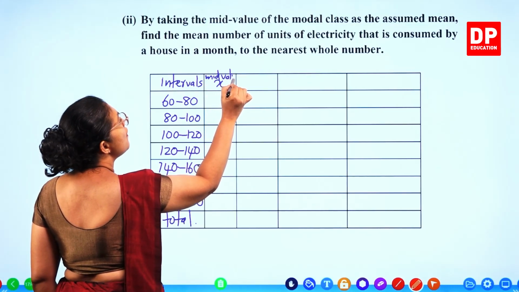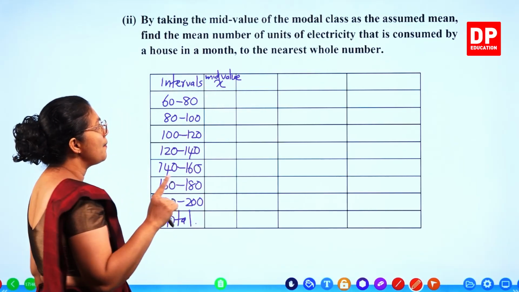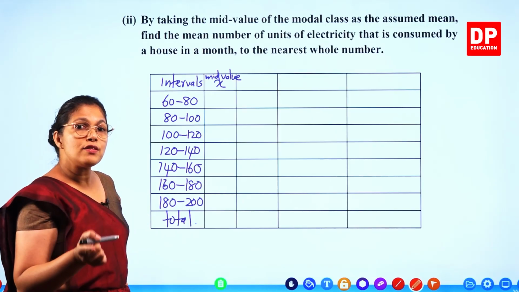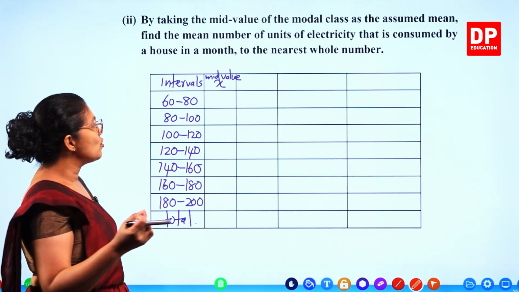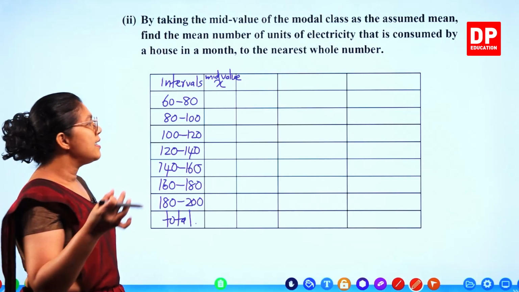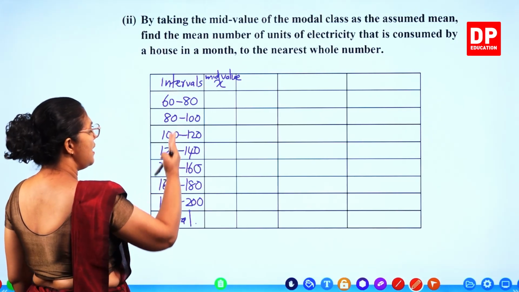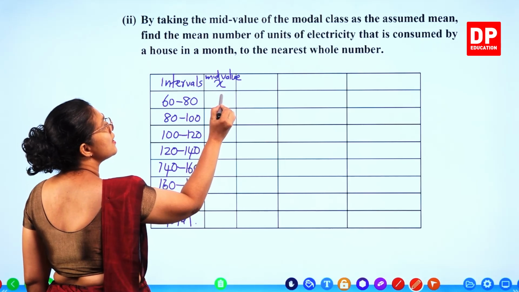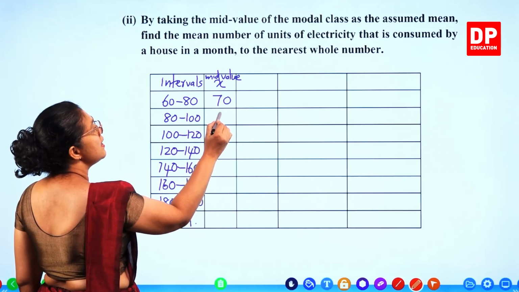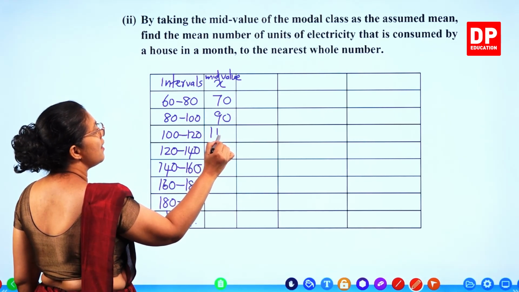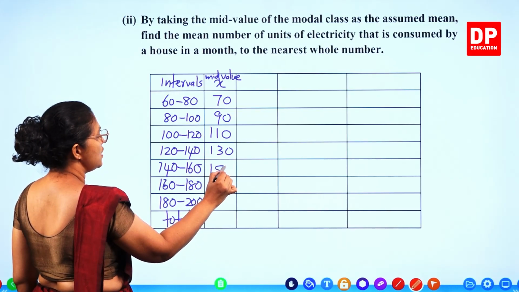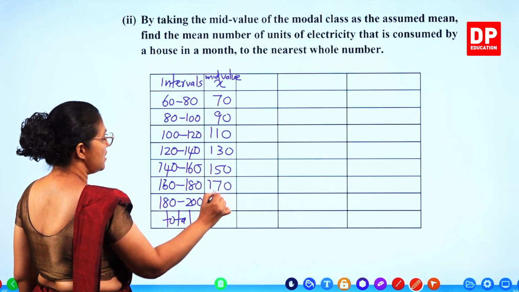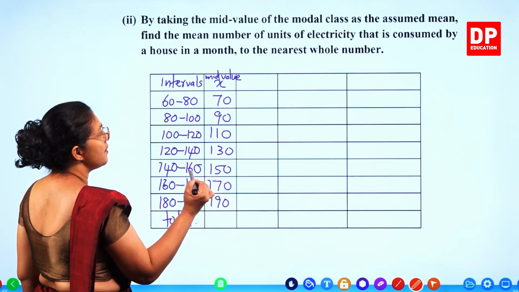How do you find the mid value of an interval? When you get class boundaries or class limits, you just add the two values and divide by 2. So 60 plus 80 divided by 2. So always you get the middle value. So what are the middle values? 70, 90, 110, 130, 150, 170 and 190.